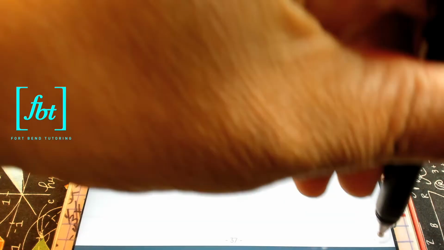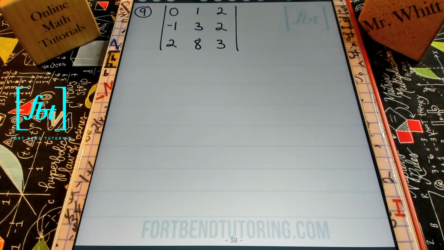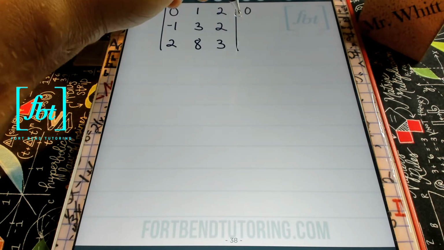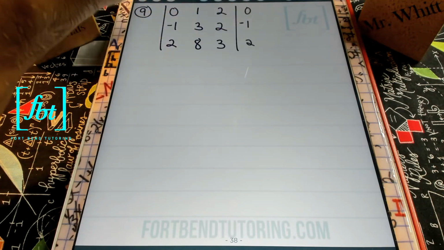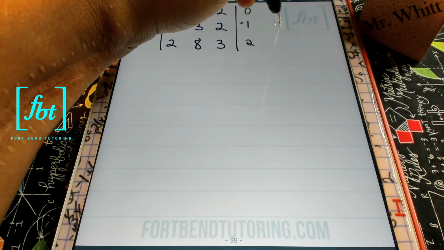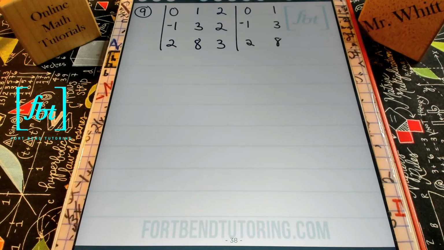Moving on. We have problem number 9. And in problem number 9, we have a 3 by 3 matrix. Yes, we do. And that means I'll be copying down the first 2 columns. I'll rewrite 0, -1, 2, as well as 1, 3, and 8.